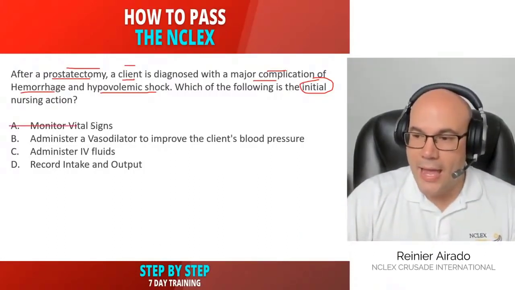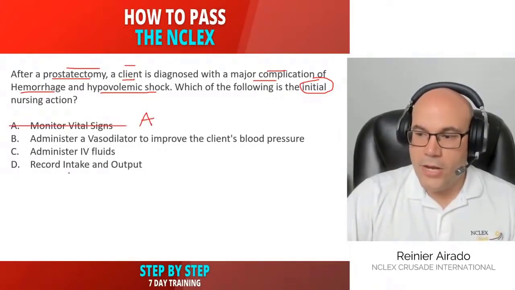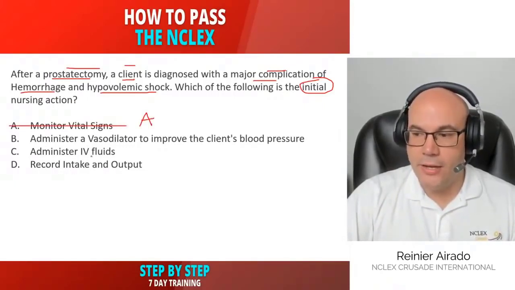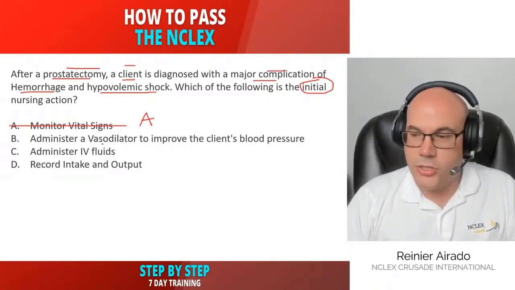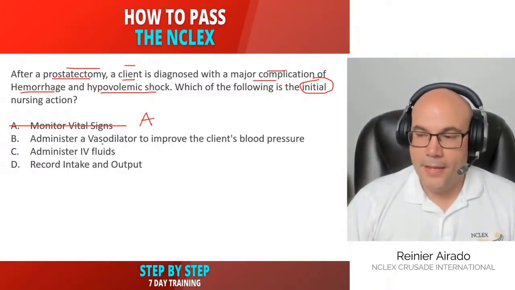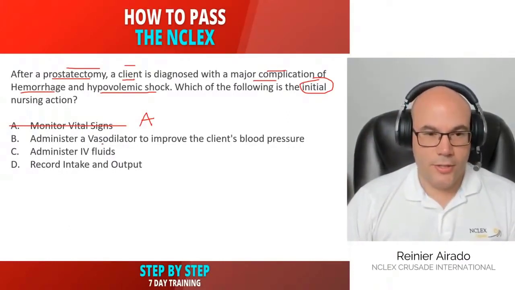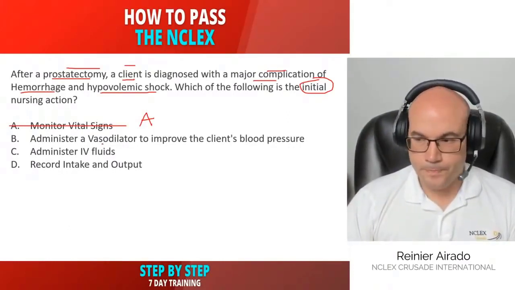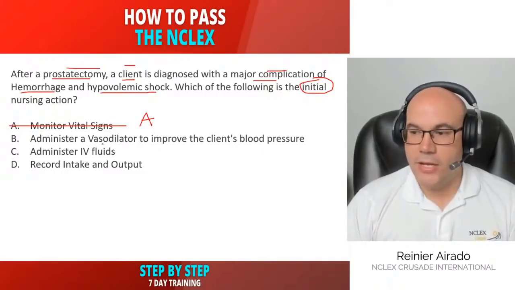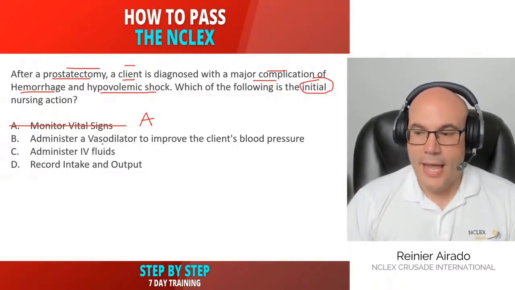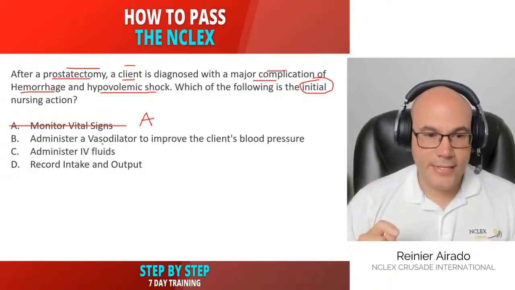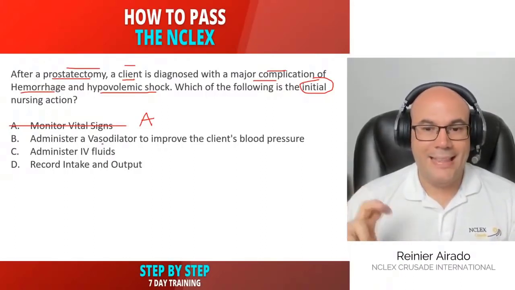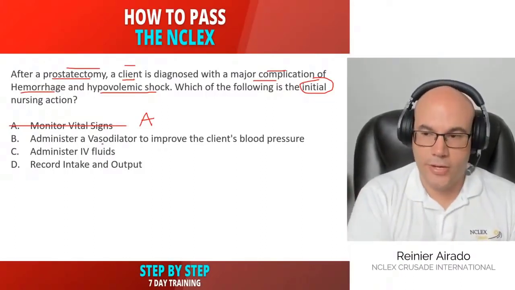So answer A, I can eliminate because this is an assessment. Recording the intake and output, administering IV fluids, and administering a vasodilator, they are implementation answers. Now, I can continue using critical thinking. We have two answers that are related to one another, for example, the administration of a vasodilator and the administration of IV fluids. Each one of these answers is going to have a different effect on the circulatory system.